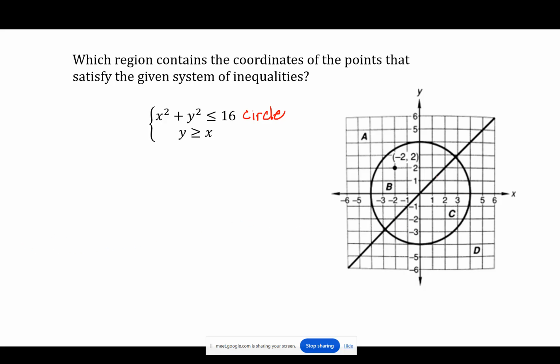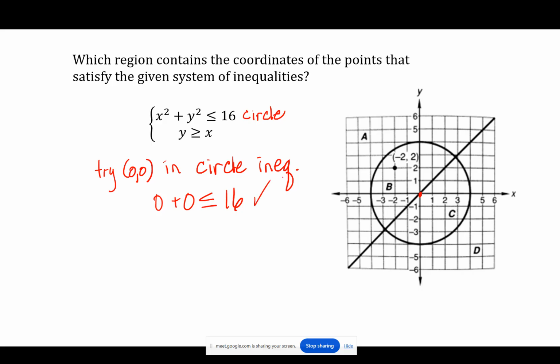The point 0, 0 is inside the circle, and so I'm just going to check and see if that works in the circle equation, and then I'll know if I should shade inside or outside. So I'm going to try 0, 0 in the circle inequality. So 0 plus 0 is less than or equal to 16. That is true. And so I should shade inside the circle.